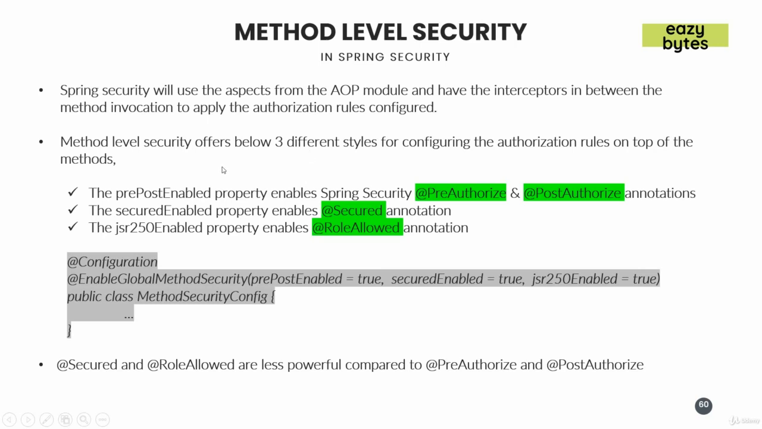Whenever you're using the @EnableGlobalMethodSecurity annotation inside your configuration class, you have to enable them by passing these three parameters: prePostEnabled is equal to true, securedEnabled is equal to true, and jsr250Enabled is equal to true. If any of these three parameters is missing inside your @EnableGlobalMethodSecurity, by default that annotation cannot be used and the Spring Security Framework will throw an error.